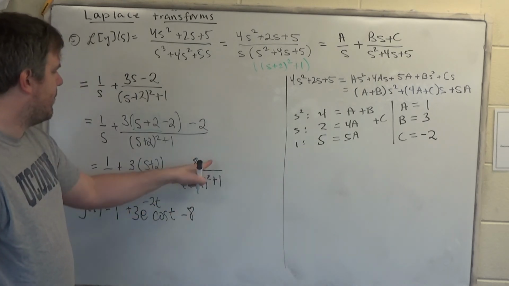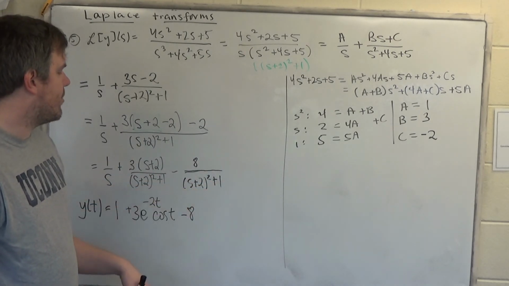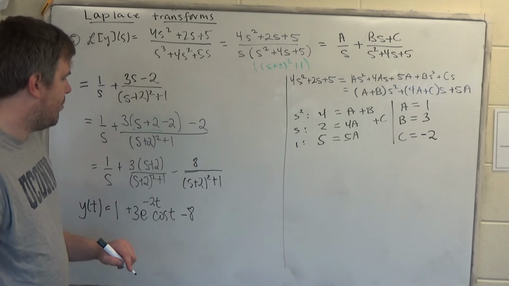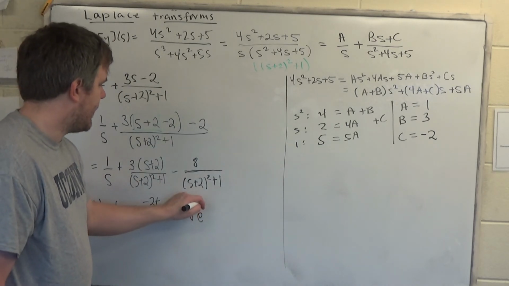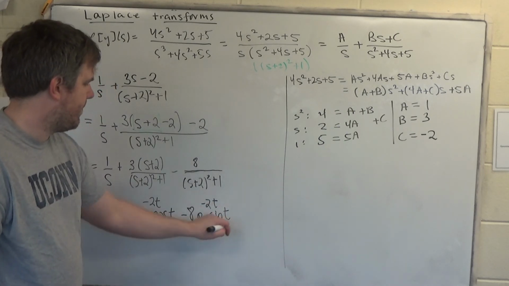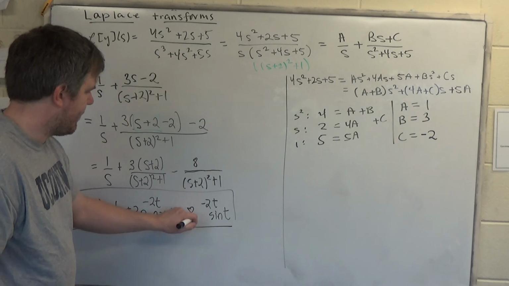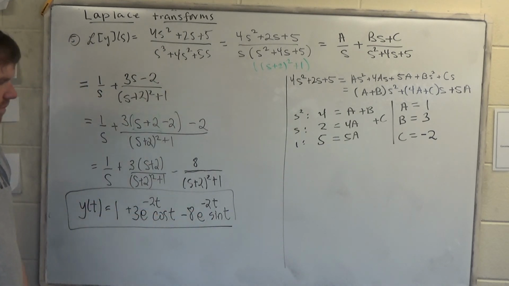Minus 8 times, if this were 1 over s squared plus 1, it would just be sine of t. Since everything is shifted -2 units, it's e to the -2t sine of t. And that's it.